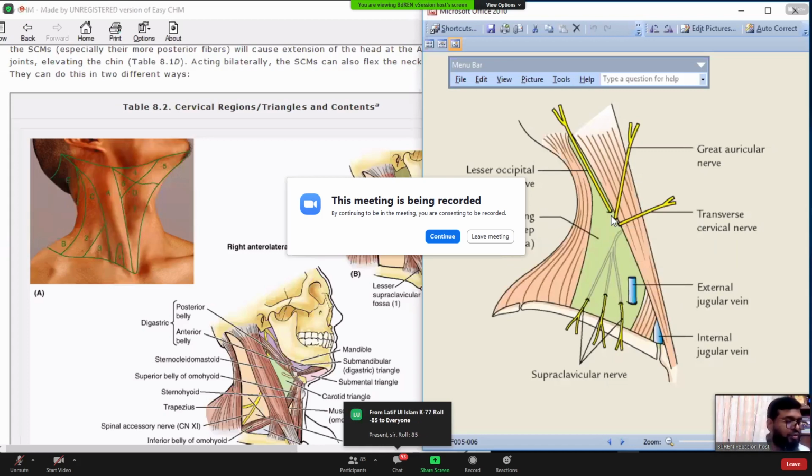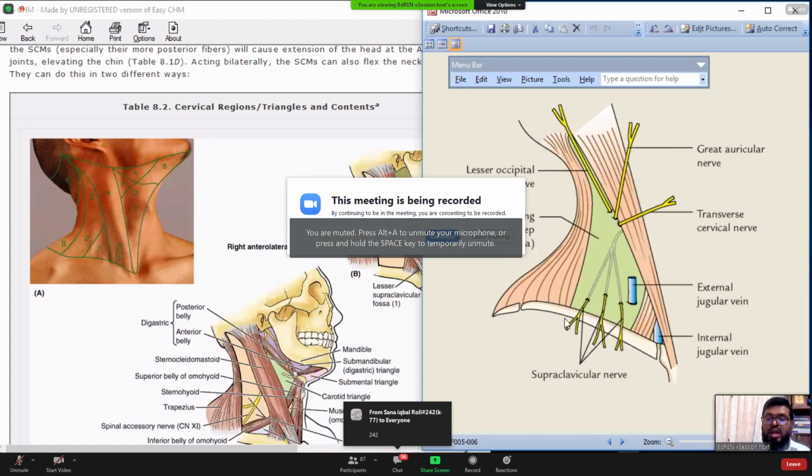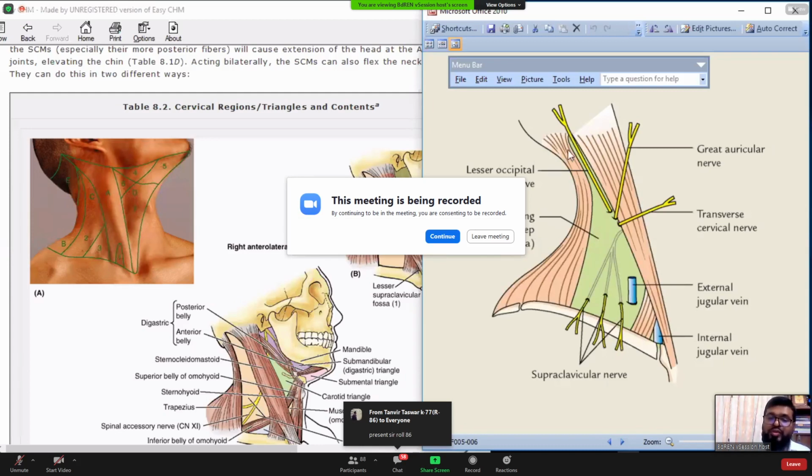What is the boundary of this posterior triangle? Anteriorly, as you can see, the posterior border of the sternocleidomastoid is the anterior boundary of the posterior triangle. Posteriorly, the anterior border of the trapezius is the posterior boundary. The base is formed by the middle third of the clavicle. And the apex is formed by the union of the sternocleidomastoid with the trapezius muscle. Right? You can see it.